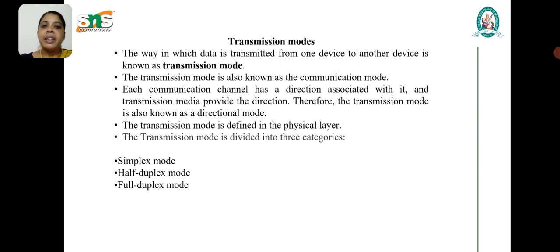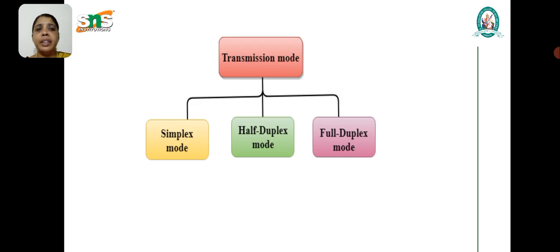Next, the transmission mode is defined in the physical layer. We all know there are different layers in the OSI reference model. There are 7 main layers. The first layer is the physical layer, which is used to communicate between two different devices. Each and every layer should communicate with the other layers for communicating the information. There are 3 main categories of transmission mode: first is simplex mode, second is half duplex, and third is full duplex.